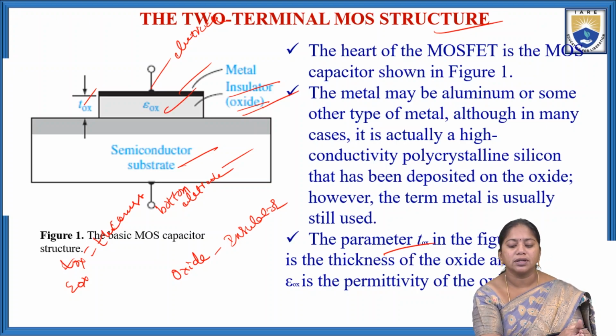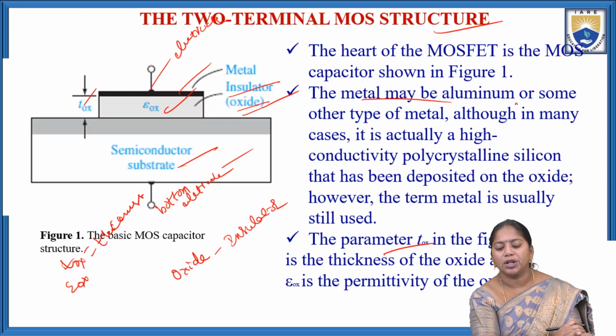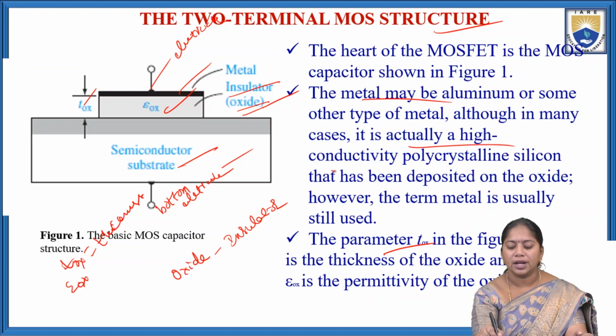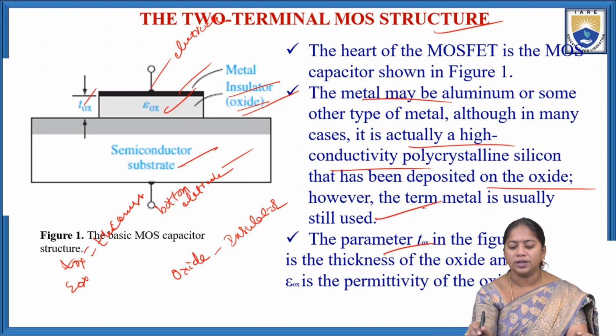On top of the oxide layer we have to deposit the metal coating. On top of the metal we have to fabricate the top electrode and bottom electrode. The metal may be aluminum or some other type of metal, although in many cases it is actually high conductivity polycrystalline silicon that has been deposited on the oxide. However, the term metal is usually still used.